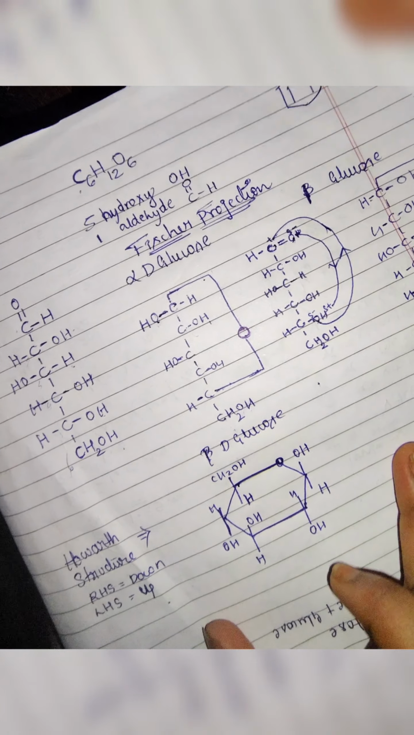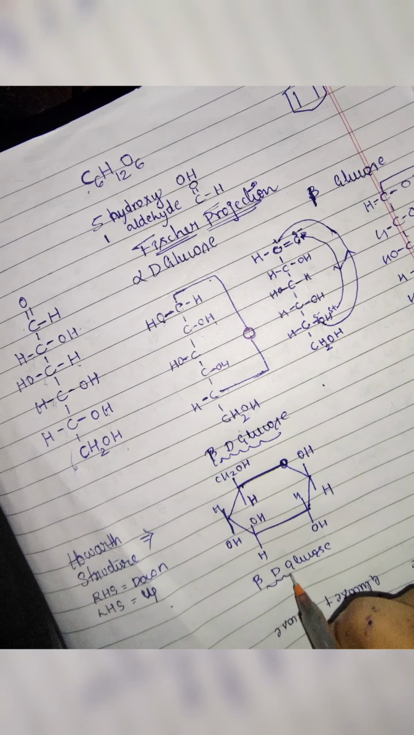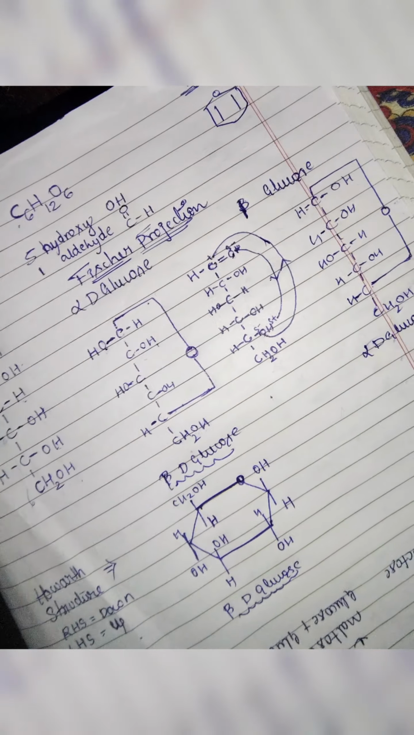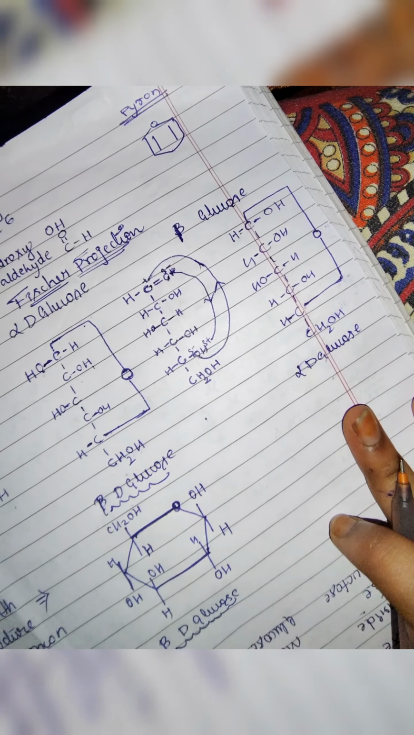So this is the Haworth structure of glucose. Which glucose? Beta-D-glucose. My dear students, I hope you understand. The OH group which is present upwards, that is called beta-D-glucose. Now let us similarly write alpha-D-glucose.